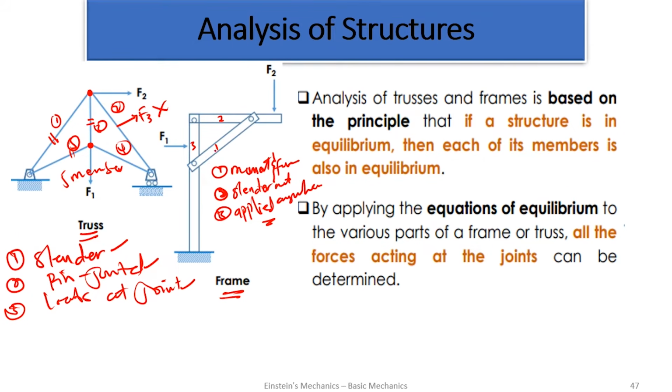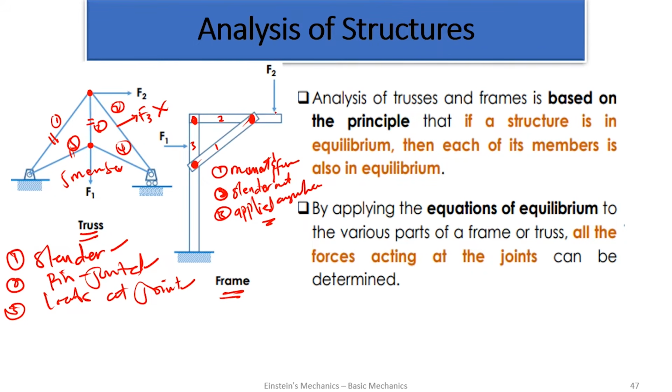Looking at the members, they are not slender. Compare the size of member 1 in the frame to the one in the truss. You see the clear difference. These ones are bigger in size. So easily you can identify a frame. And loads are applied anywhere. Let's look at the joints. This is joint 1, this is joint 2, and this is joint 3.